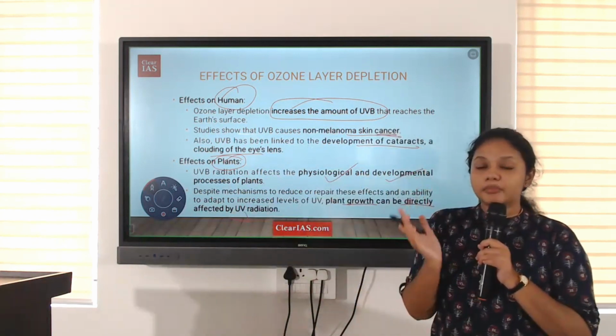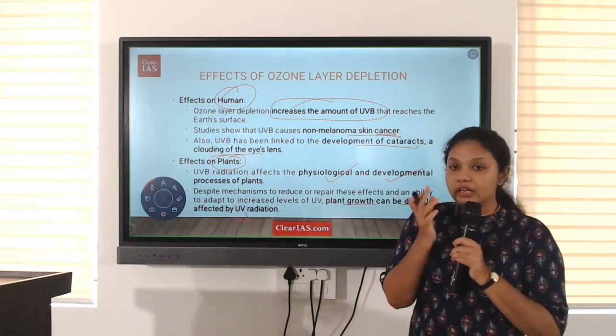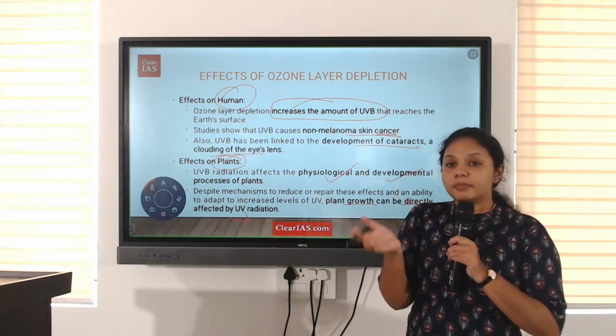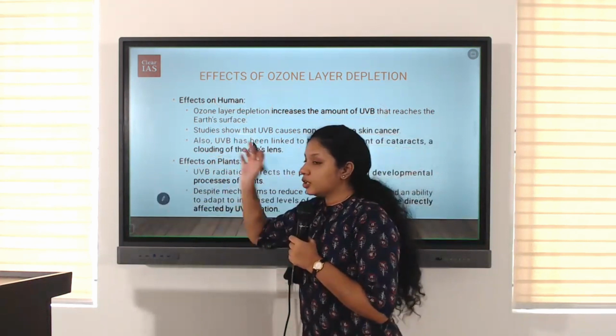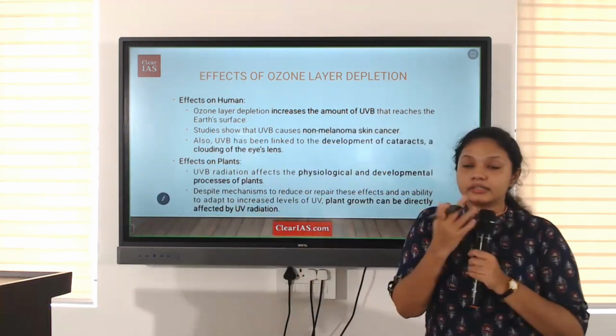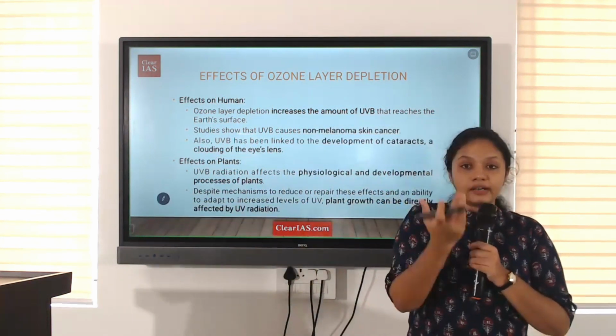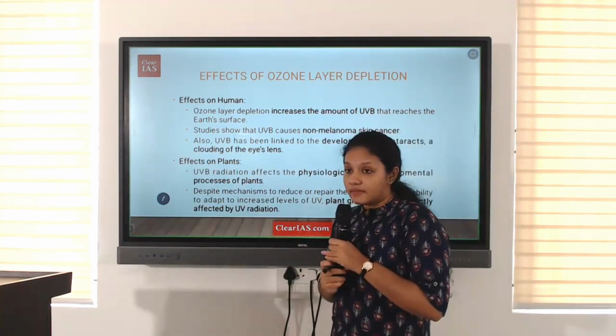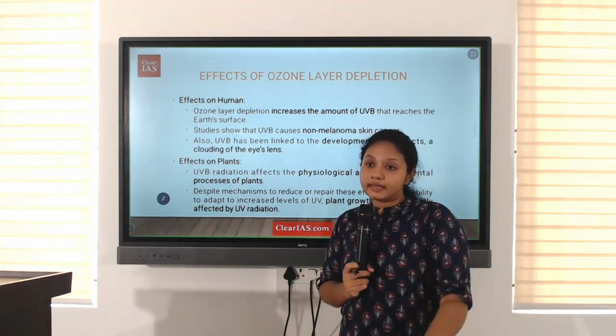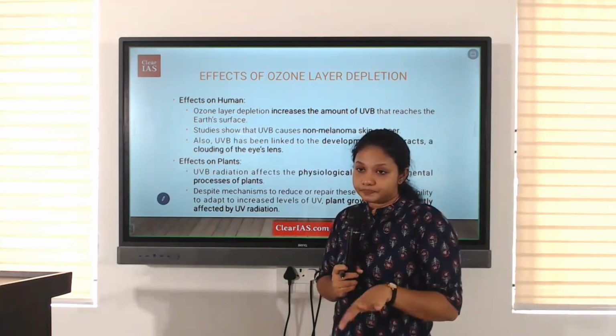There is an increase in temperature or increase in UV radiation, right? So normal physiology of the plant will also be hindered. In humans, there will be skin cancer and other conditions like cloudiness of the eye, cataract, etc. And in plants also, there are variations of normal physiological cycling.